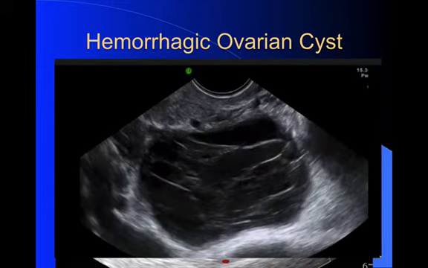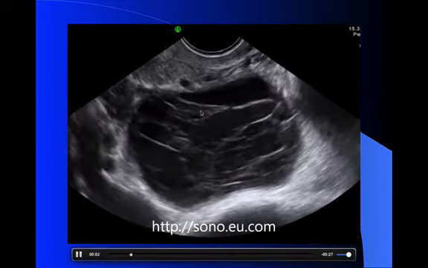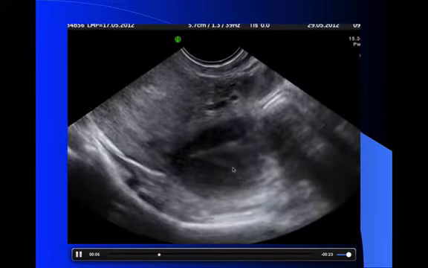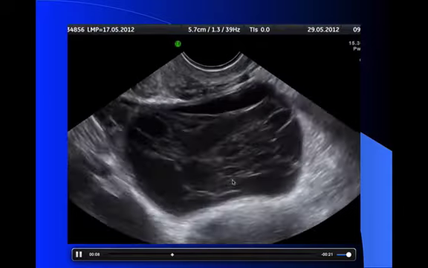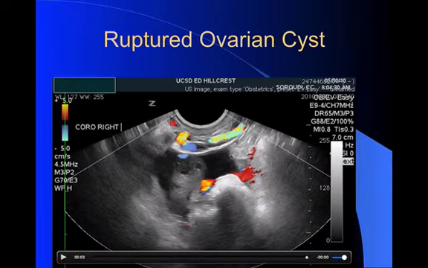This is what a hemorrhagic ovarian cyst looks like. And this again is another example of a hemorrhagic ovarian cyst. This is an example of another ovary bathed in free fluid and probably a ruptured ovarian cyst.